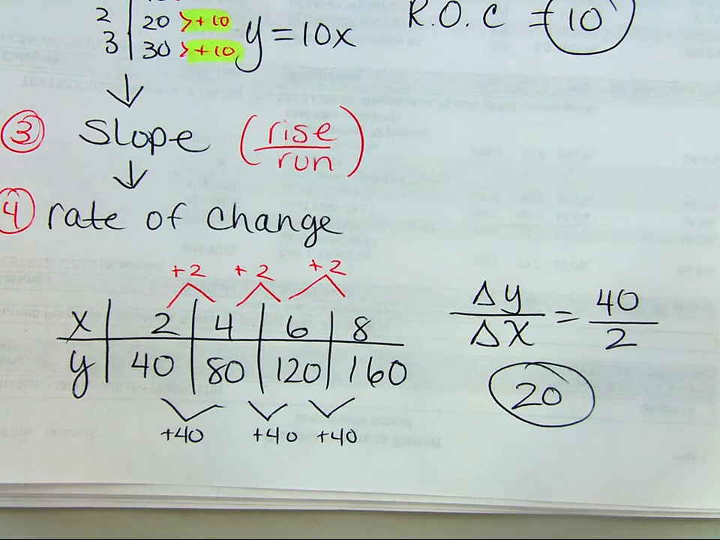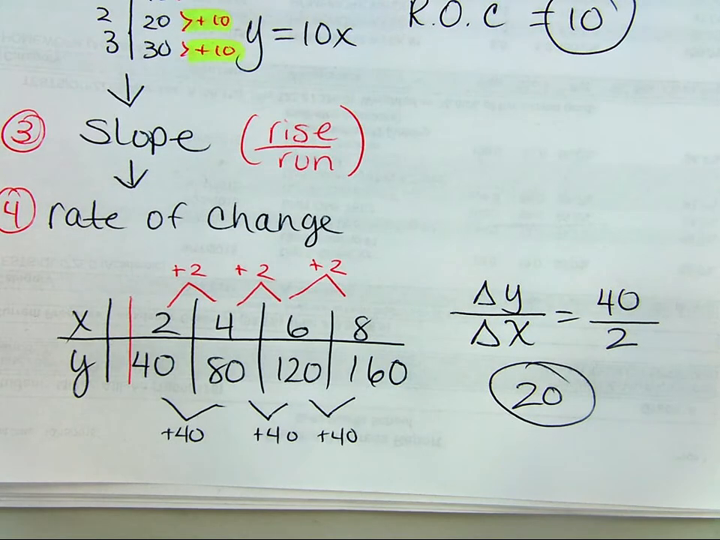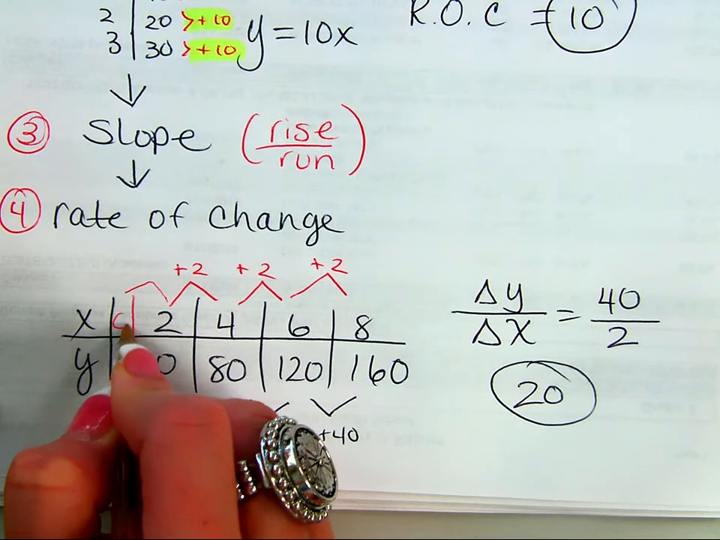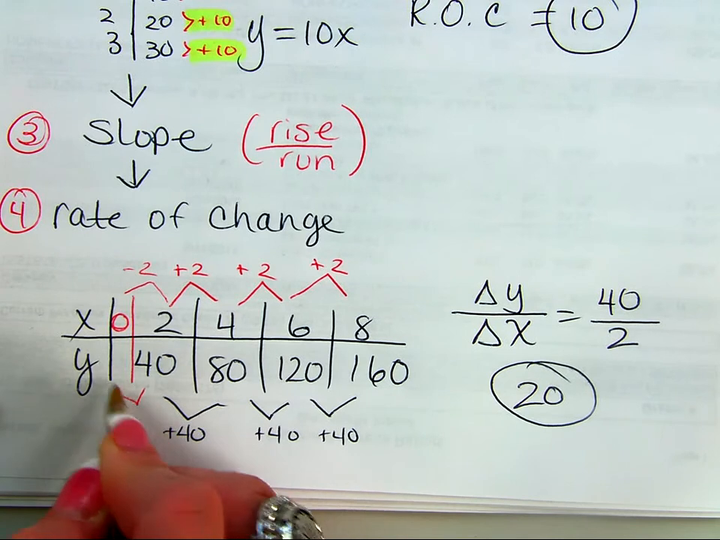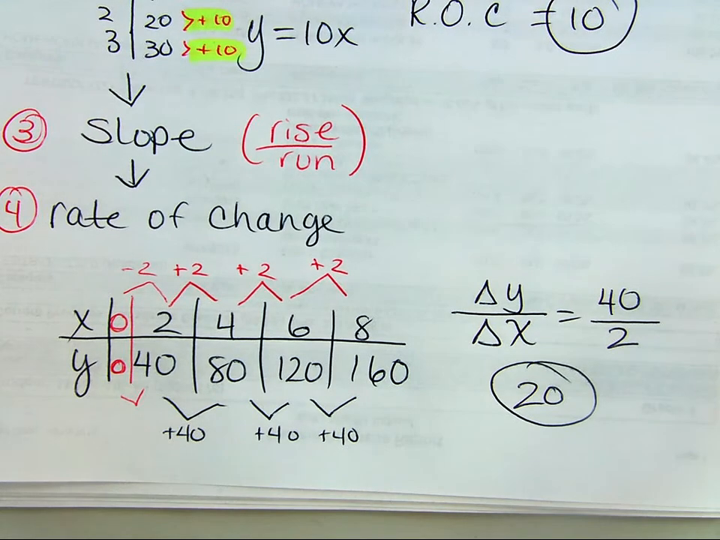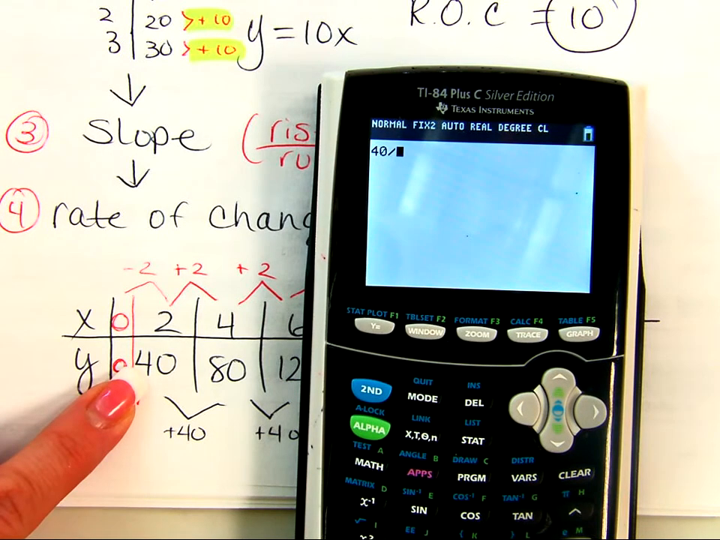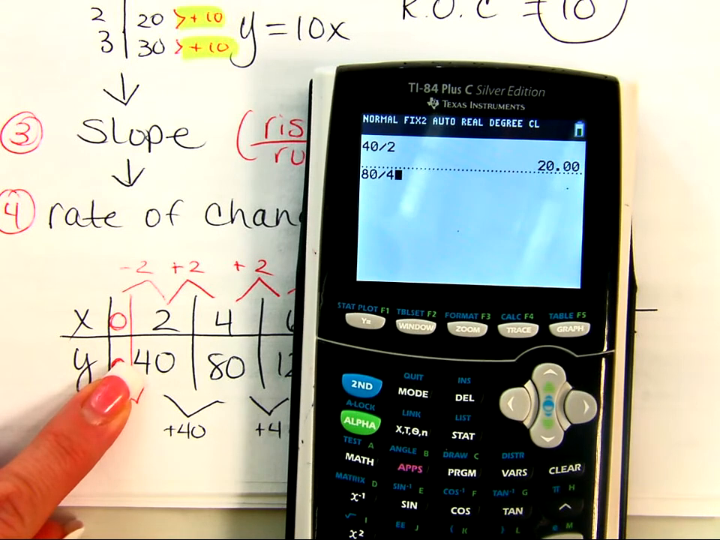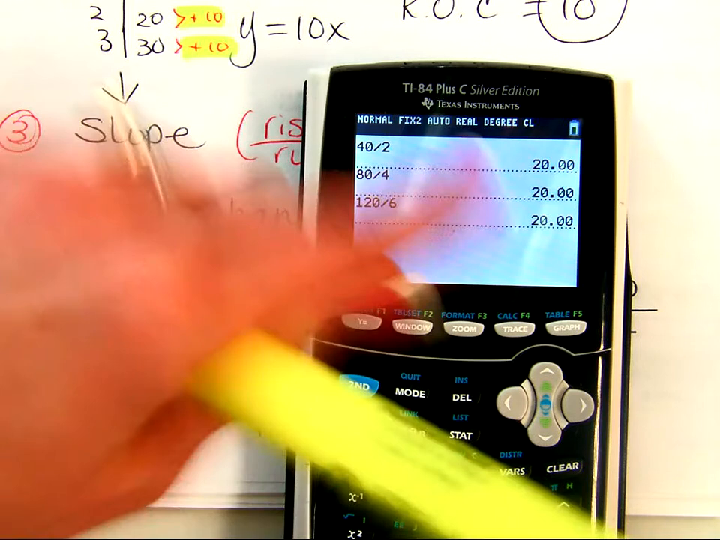So, here's the deal with this. Is 0, 0 contained in this graph? For every 2 I go up, let's go back 2. For every 40 I go up, let's go back 40. So is this proportional? Do you want to see why? I know you could do this in your head, but I want you to see it. 40 divided by 2, 80 divided by 4, 120 divided by 6, right? So that number's all the same.